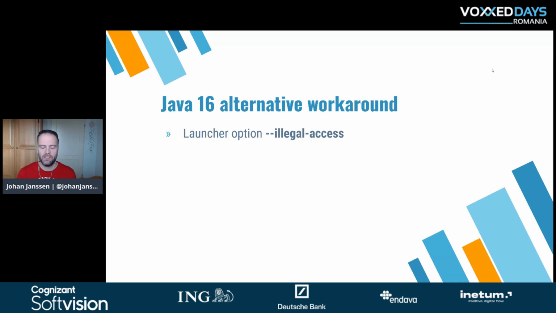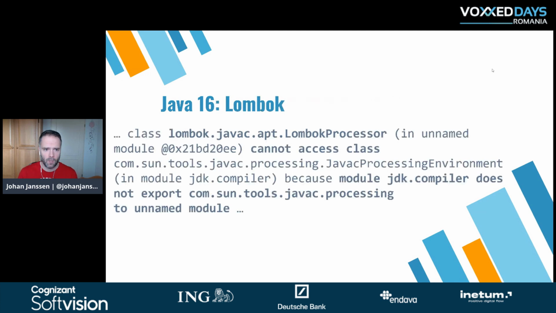Which again, I think is quite a bad idea. Try to really fix it. There are new higher level APIs available, so make use of them and upgrade your dependencies. So this is an example of an error you can get when you use an older version of a dependency, which uses those internals. This says basically that the compiler module does not export the processing to the unnamed module because I don't use modules in my application. So errors like this indicate that you're using internals.